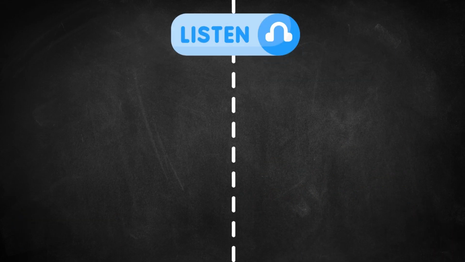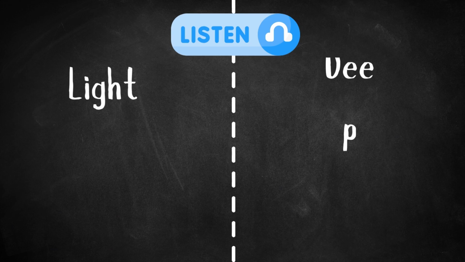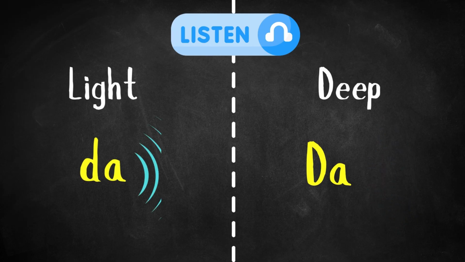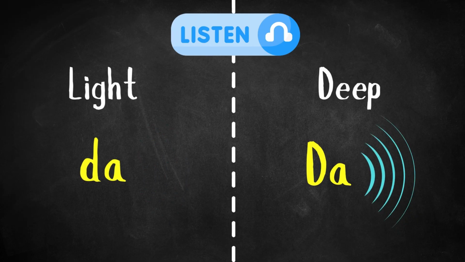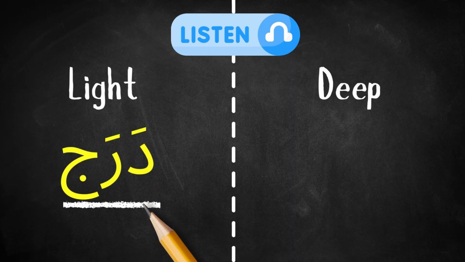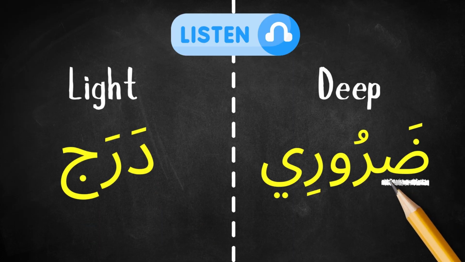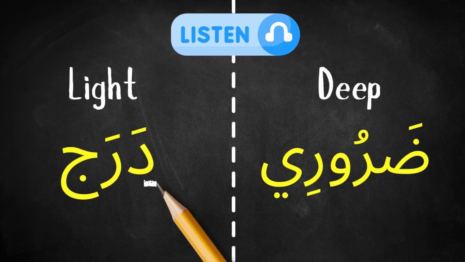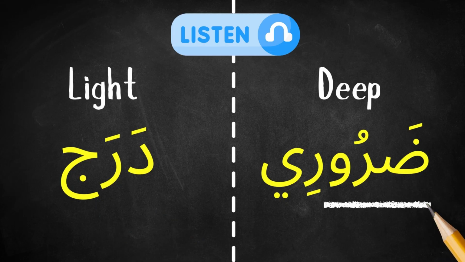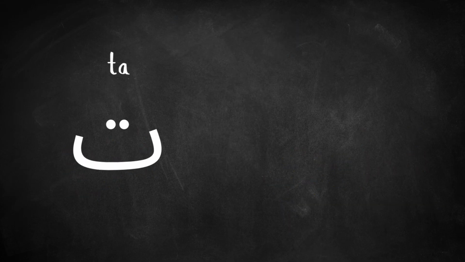Now listen to the difference. One is light and one is deep. د ض د ض. Now repeat after me. د درج, ض ضروري, د درج, ض ضروري. 5. Letter تا versus letter طا.